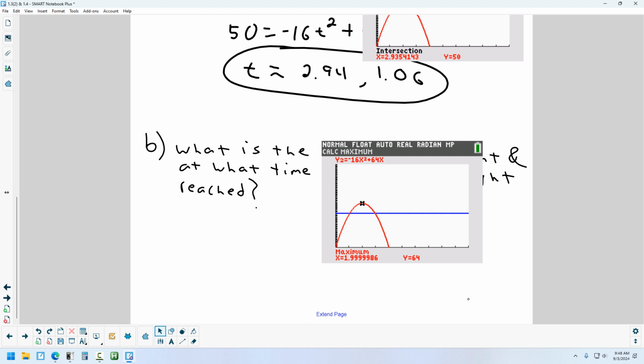And we're not going to write that as the answer. We're going to round that. So basically, at what time does it hit 64 feet? How many seconds? Yep. 2. Yep. So max height is 64 feet. And that occurs at 2 seconds.